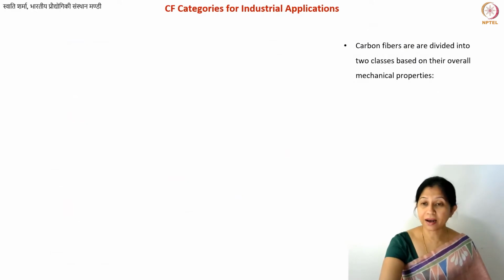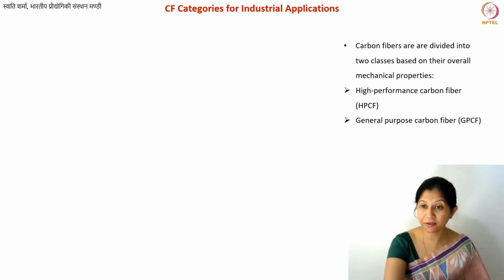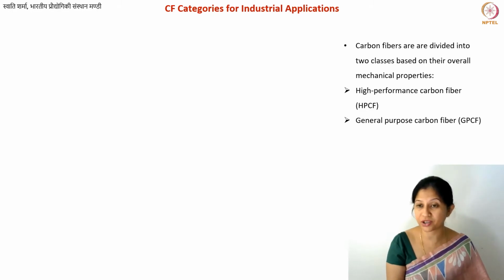Okay, so as I mentioned, you can have high performance carbon fiber and also general purpose carbon fiber. So what you call them HPCF and GPCF. These are the terms you will hear commonly. This has nothing to do with composites. It's about the carbon fiber itself. But this terminology is more used in the composite manufacturing industry.